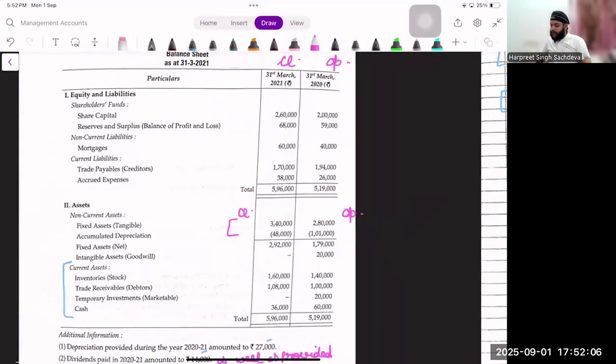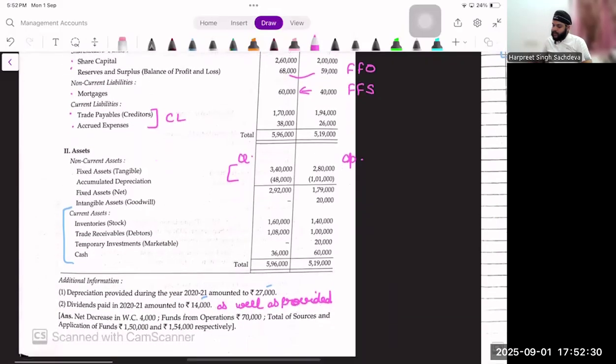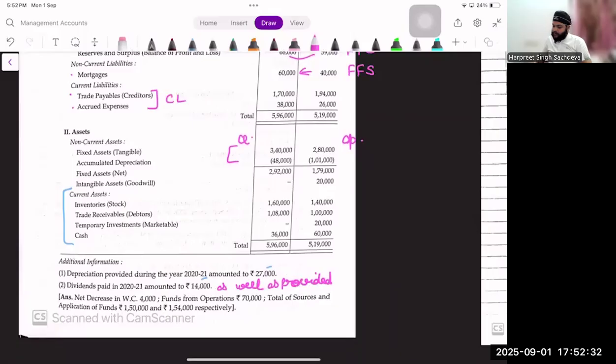So share capital, reserves and surplus, mortgages, trade payables, accrued expenses. Share capital will go to fund flow statement. Reserves and surplus we will use in the FFO starting. Mortgages, loans. Mortgage means loan. Loan is increasing, so FFS source. These will go to CL means working capital. Current assets will go to current assets working capital. Yes or no?